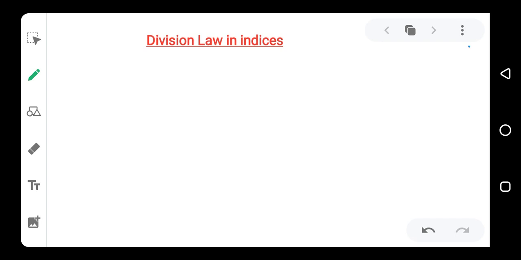Today we want to learn the division law in indices. In our last lesson we talked about the multiplication law in indices. And we said that if we want to multiply two indices, we multiply the bases and the powers, we add them together.